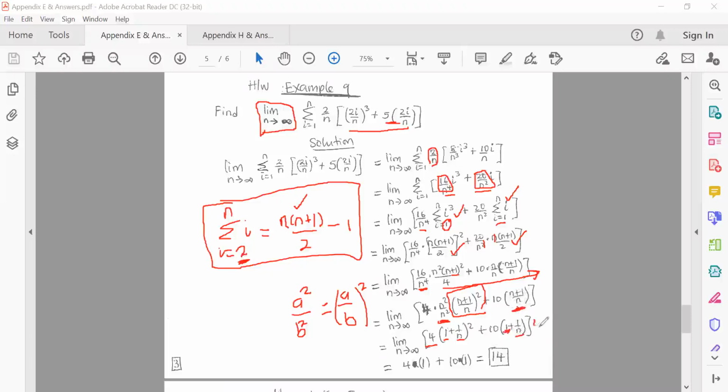From this stage, once I see that you get to this step, it's just not possible that your final answer can be wrong. Once you get there, your final answer will definitely be correct, because as n tends to infinity, a constant over some very large value is just 0. So you just end up with 4 times 1 squared, which is 4, plus 10 times 1 plus 0, which is just 10 times 1, which is 10. You just have the value of 14.